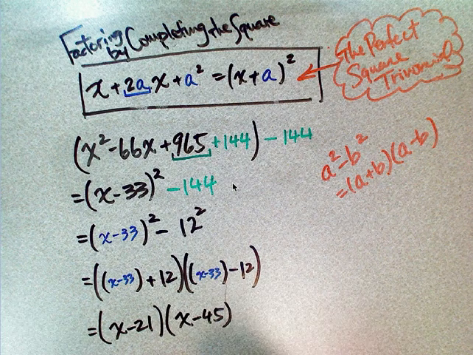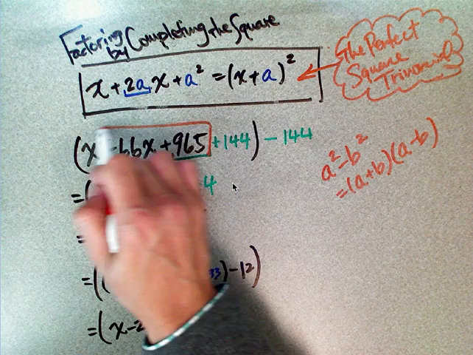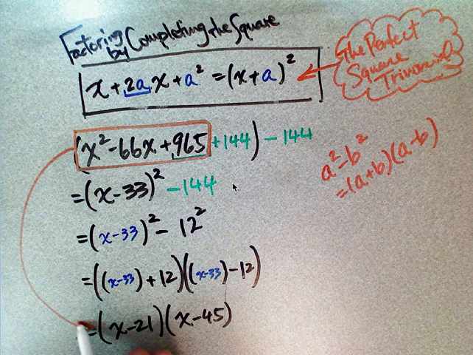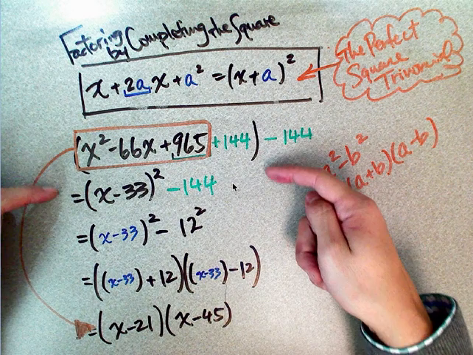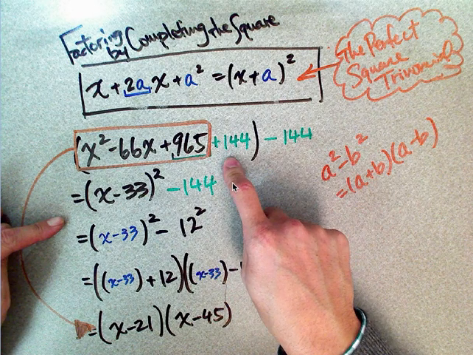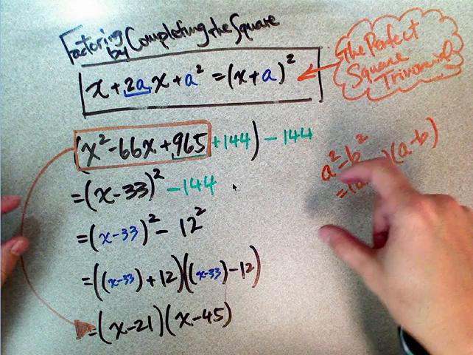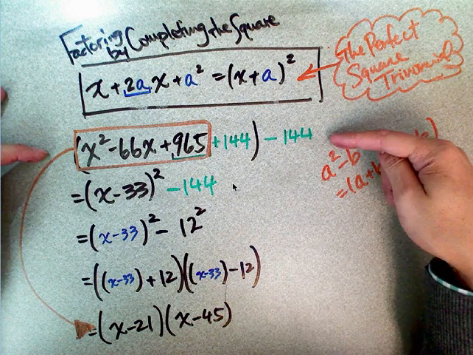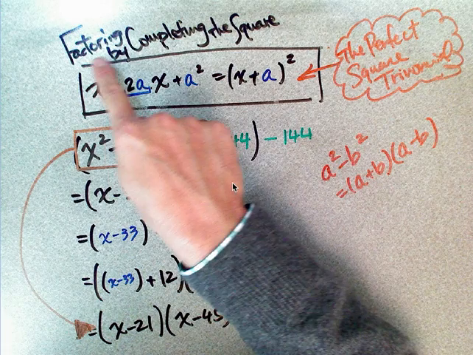So that means I can factor this guy by completing the square. The process here: I needed to add 144, but I got to subtract that to keep the value the same. So by doing that, we call that process factoring by completing the square.